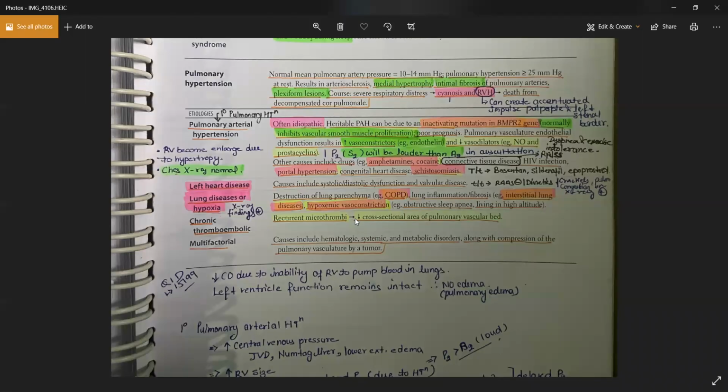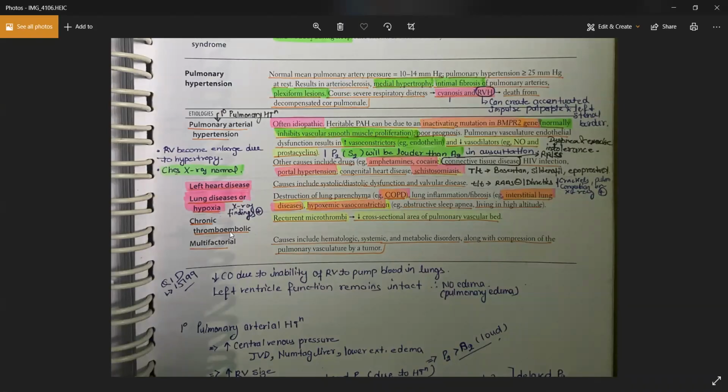Findings again will be the same. The patient will have dyspnea, shortness of breath, and exercise intolerance. But in case of left-sided heart disease, you will also have X-ray findings, right? X-ray will show edema. Similarly, in COPD and interstitial lung disease, you will again find X-ray findings showing opacities in the lungs. So again, X-ray will be positive. If the X-ray is normal, think about the primary type. If the X-ray is not normal, think about these other types, right?